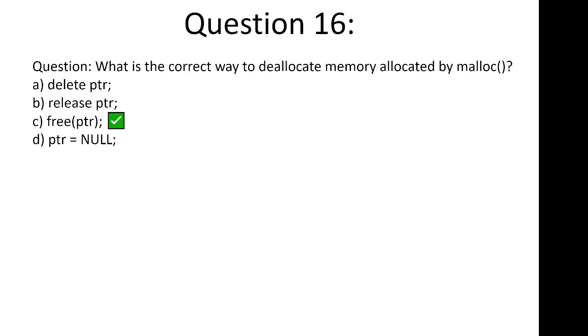What is the correct way to deallocate memory allocated by malloc? So the best one is free. Whenever unwanted memory is there, you are going to use free with the pointer. That is, release the memory for the next use. The remaining options can be ignored easily.